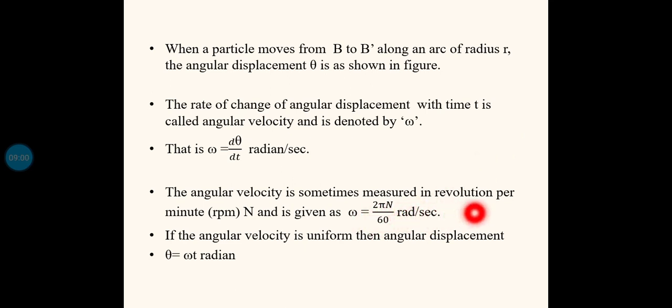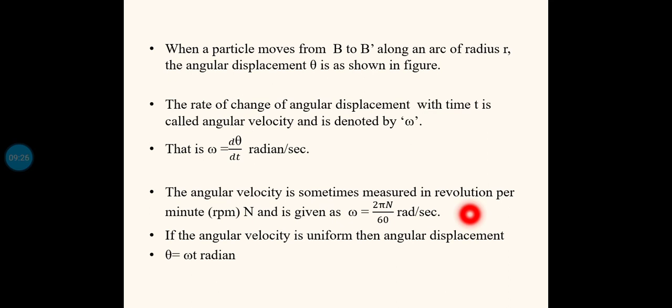If the angular velocity is uniform, then the angular displacement is given by theta equal to omega t radian. This also we have seen in the rectilinear motion. If we have a uniform velocity, u and v are both the same, the particle is moving with uniform velocity. Then if we want to find the displacement, we just multiply that velocity with the time taken by the particle.